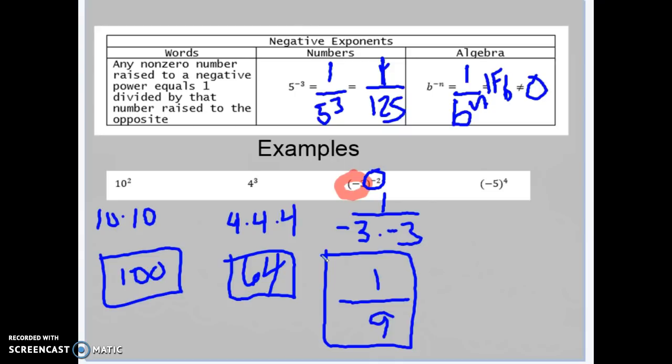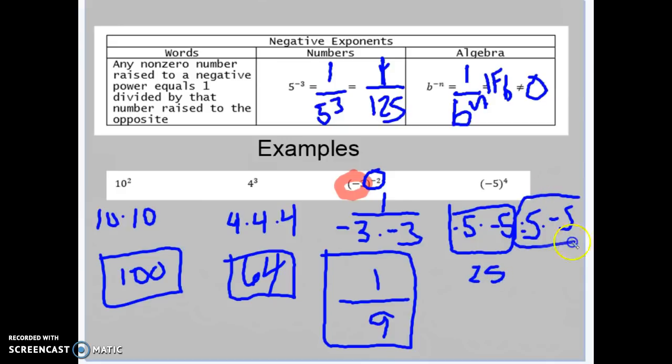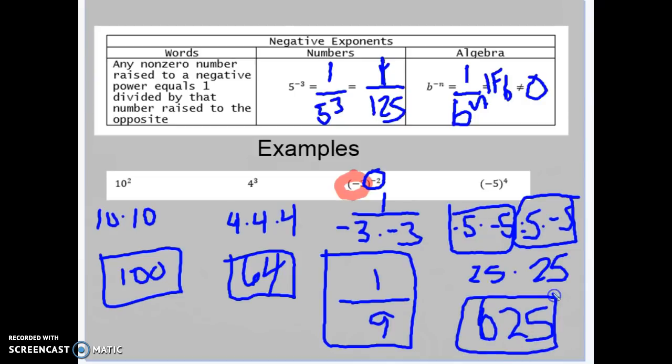Okay? Negative 5 to the fourth power. My exponent is positive, so because I'm in parentheses, I do negative 5 times negative 5 times negative 5 times negative 5. Now, I have a total of 4 negatives. Let's simplify this part first. Negative 5 times negative 5 is positive 25. Negative 5 over here times negative 5 is positive 25. So now we're doing 25 times 25, which gives me an answer of positive 625.